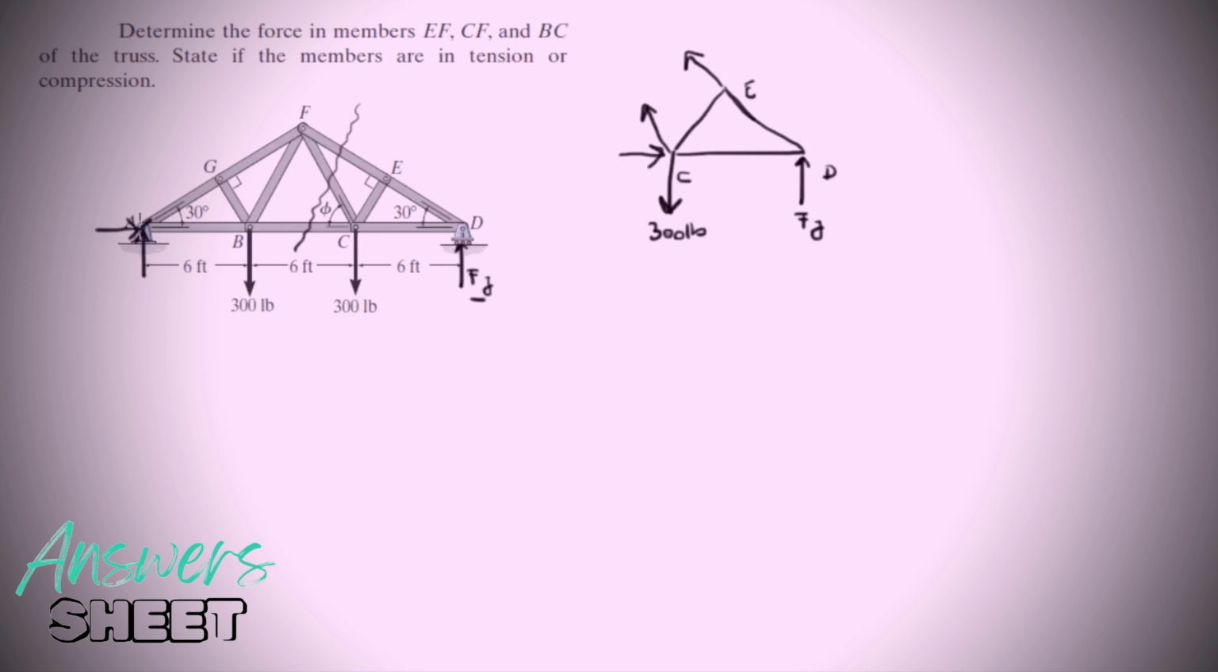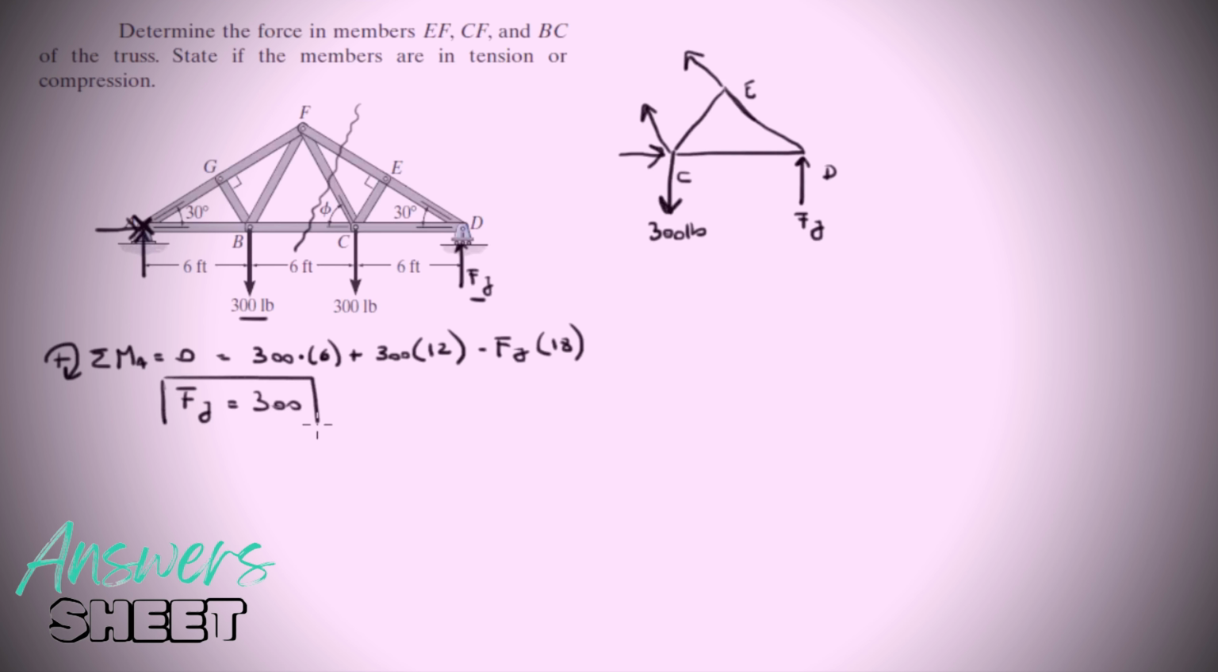To find Fy, you do the sum of the moments at A. If you assume that clockwise is positive, the sum of the moments at A is equal to 0, which is the moment that this 300 pound is creating. So it's 300 pounds times 6 plus 300 pounds times 12, minus, because this one's going counterclockwise, Fy times 18. If you solve for Fy, you get that Fy is equal to 300 also. Nice neat number.